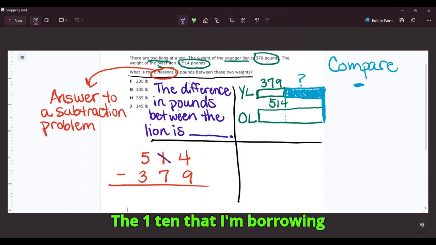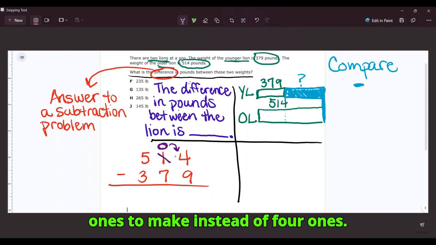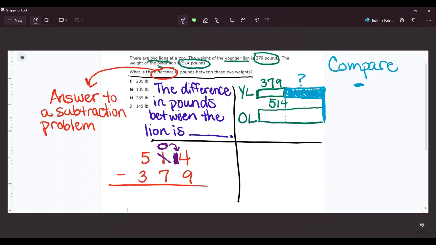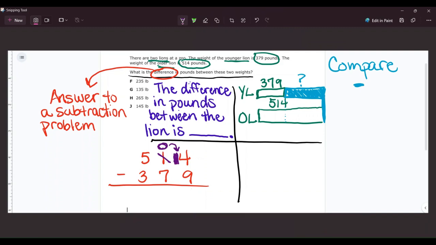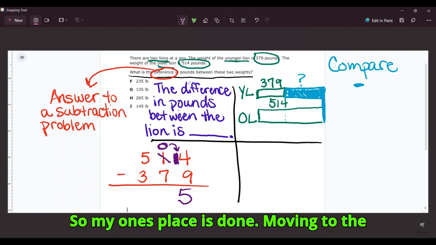The 10 that I'm borrowing leaves no 10s in the tens place. That 10 becomes 10 ones to make, instead of 4 ones, it's now 14 ones. If I have 14, can I take away 9? Yes, that is 5. So my ones place is done.